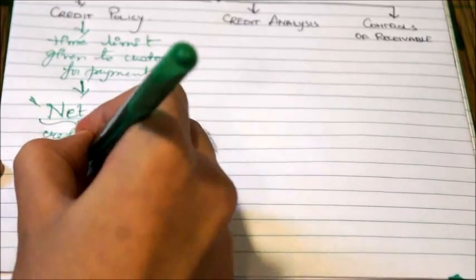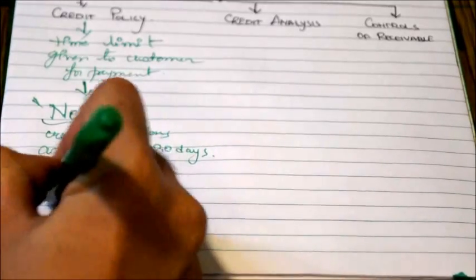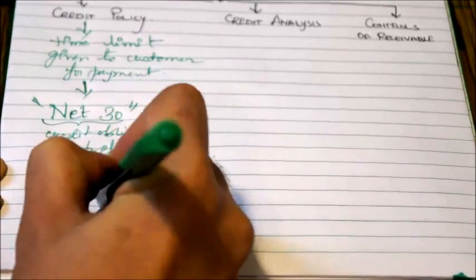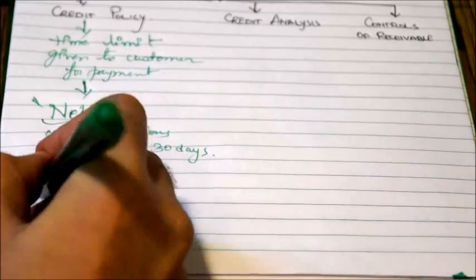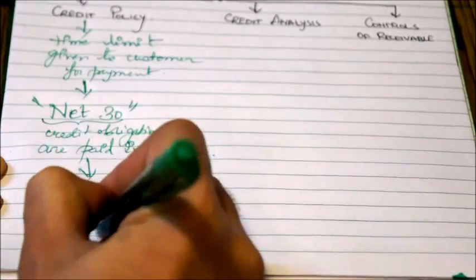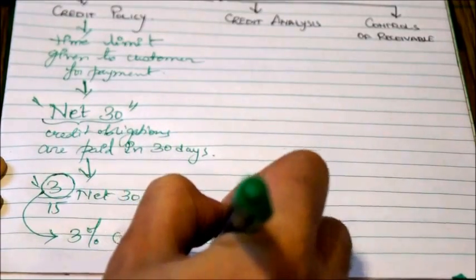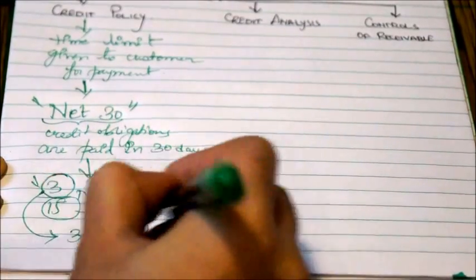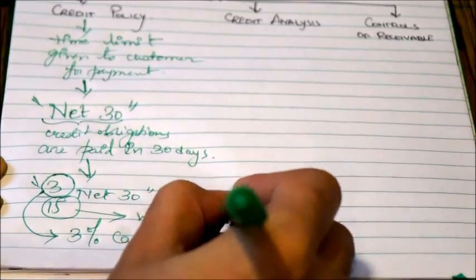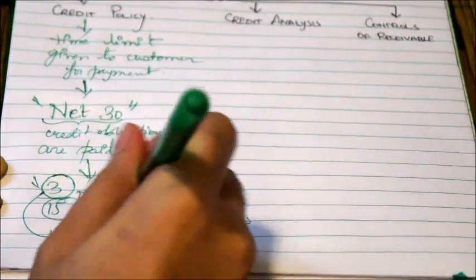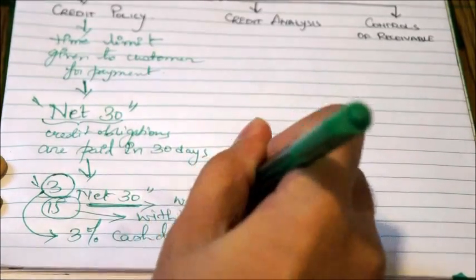Similarly, in addition to this, another type of credit policy is, say, 3/15 net 30. What does this mean? Here 3 means that a 3% cash discount is received if the payment is made within 15 days and the balance payment has to be cleared within 30 days.